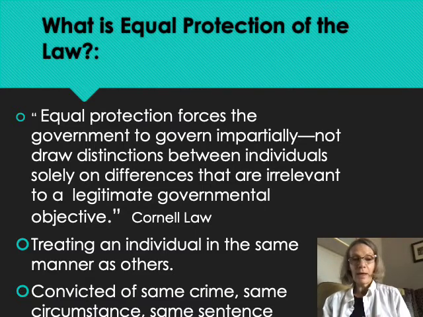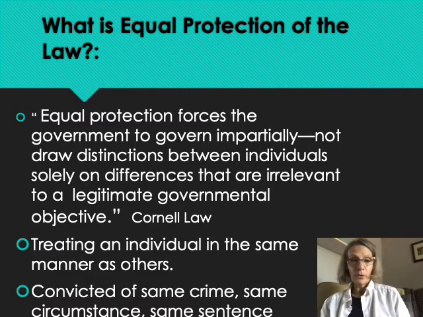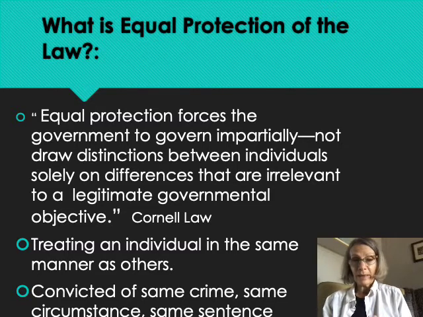And so here's an example of where equal protection of the law might be violated. You have two people convicted of the same crime, the manner in which they committed the crime, their background, very similar circumstances, okay? And so you would expect them to get the same sentence. And that would be equal protection of the law.